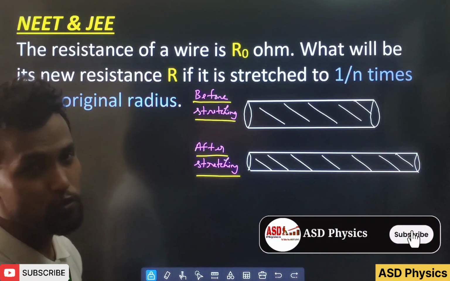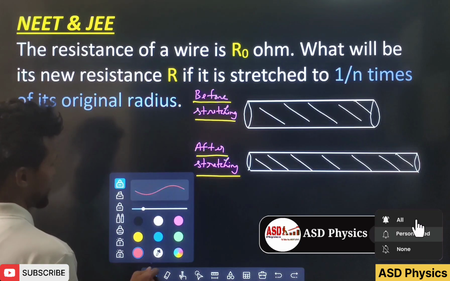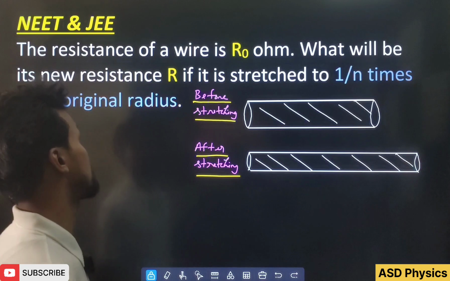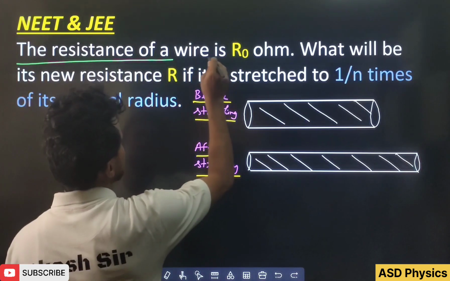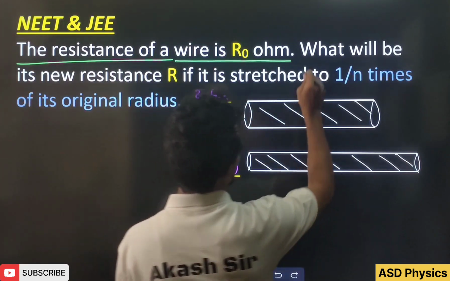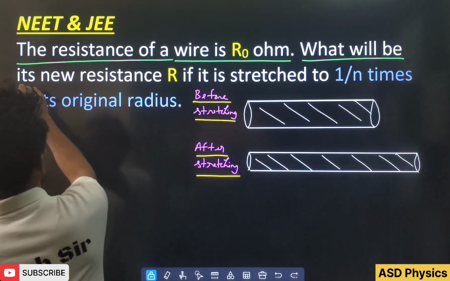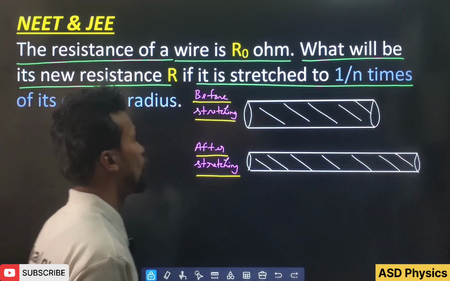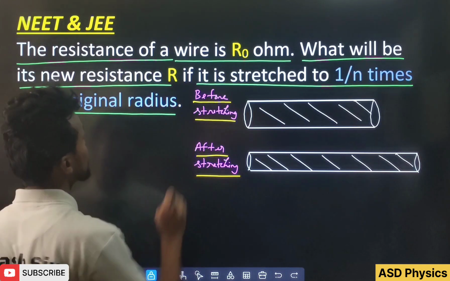But now we are going to see it in terms of the radius. Okay, so in this question, what is happening? Actually, the concept: the resistance of a wire is R0 ohm. What will be its new resistance R if it is stretched to 1 by n times its original radius?